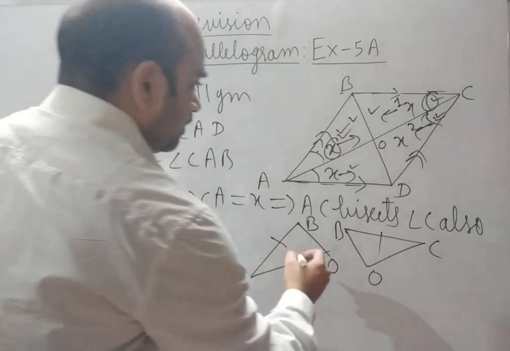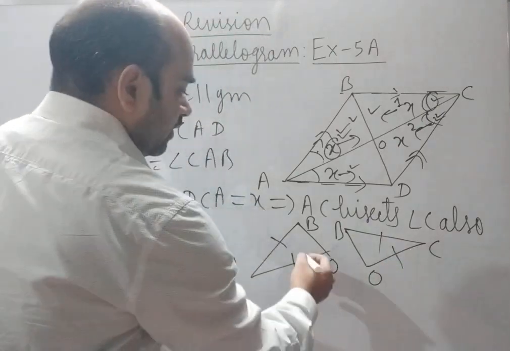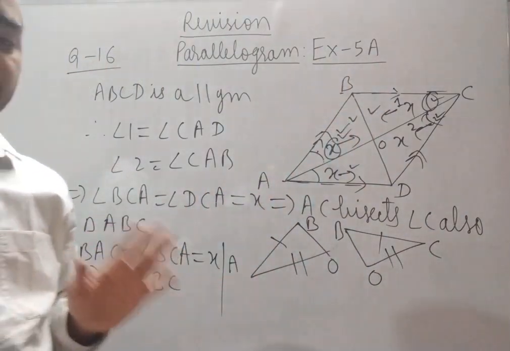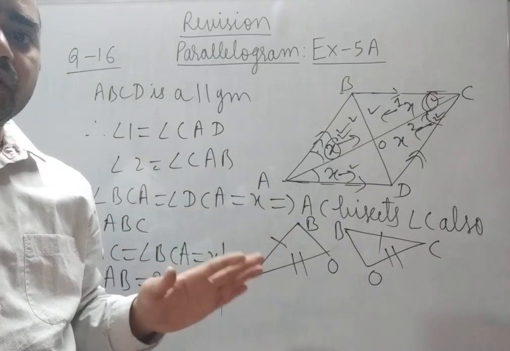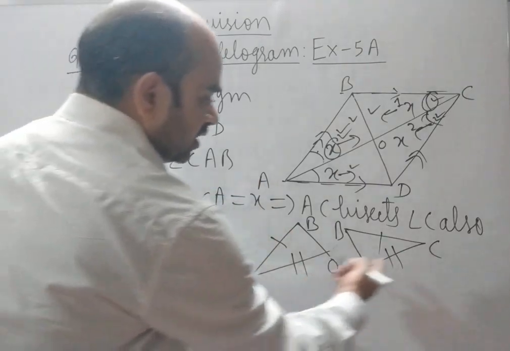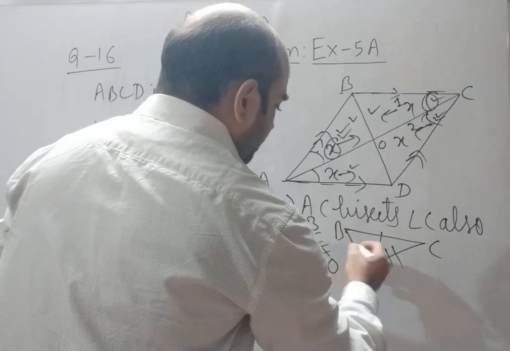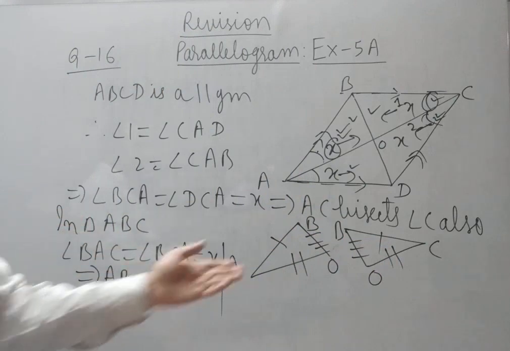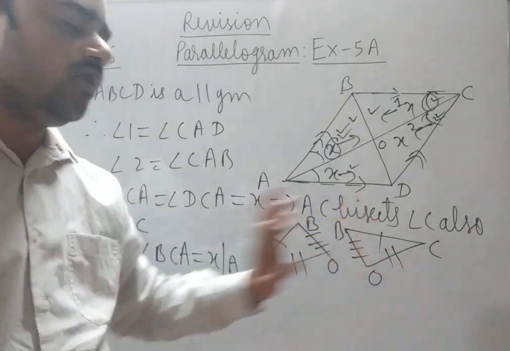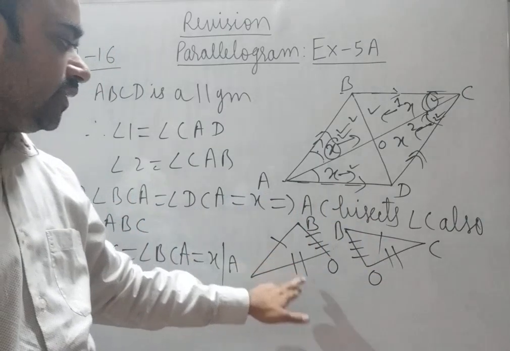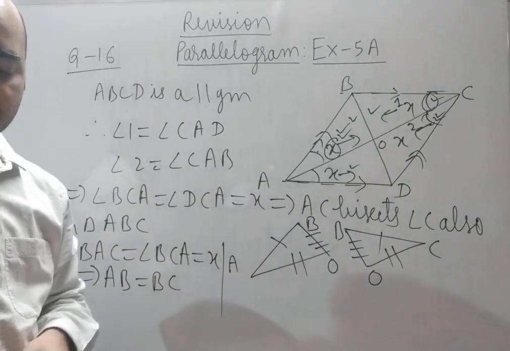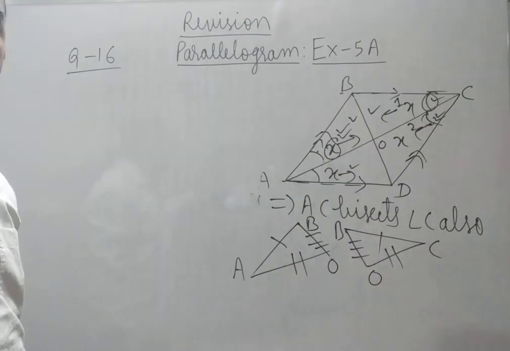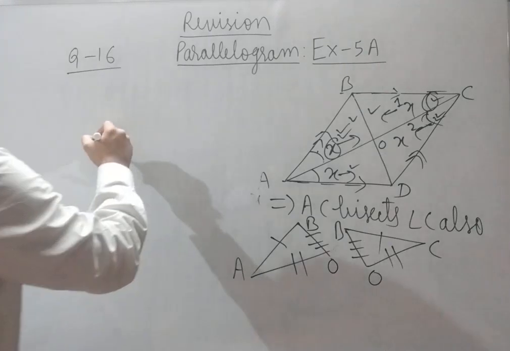Now in both triangles, AO will be equal to OC or not? Why? Since ABCD is a parallelogram, diagonals of parallelogram bisect each other or not? Correct? Diagonals of parallelogram bisect each other. It means AO is equal to OC. Now, this side is common or not? Correct? This side is common. It means we have proved what? Both the triangles are congruent. By which criteria? SSS. Correct? So both the triangles are congruent by the criteria SSS. So therefore these two triangles are congruent.